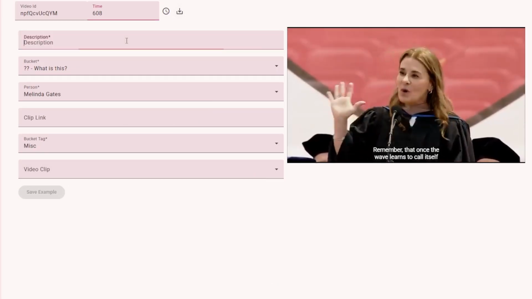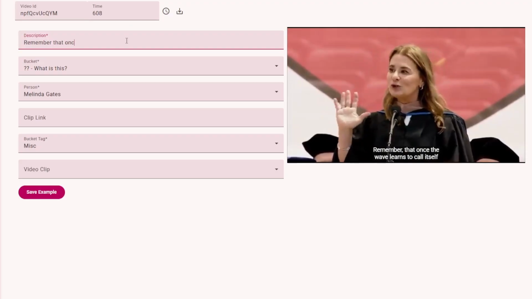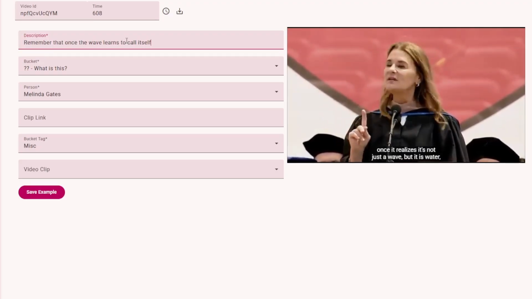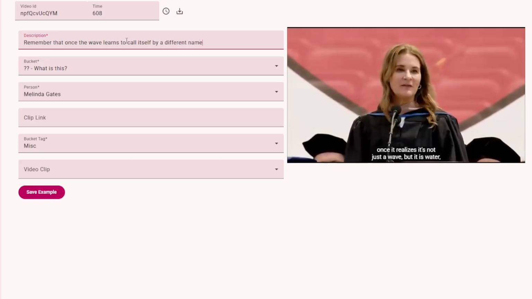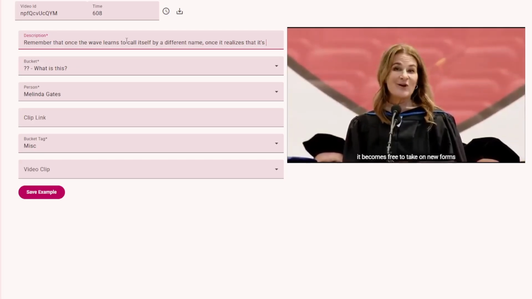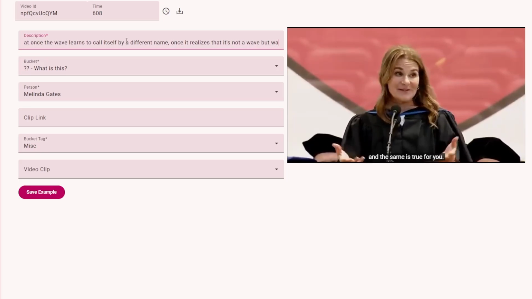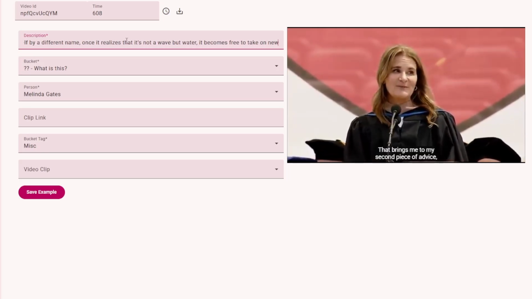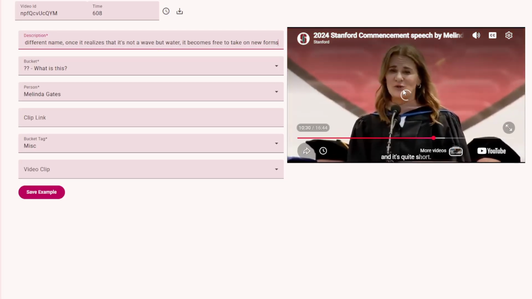Remember that once the wave learns to call itself by a different name, once it realizes it's not just a wave, but it is water, it becomes free to take on new forms. The word free throws me for a loop a little here, as in the last class I attributed it to the fundamental axes. I will have to keep an eye on it.